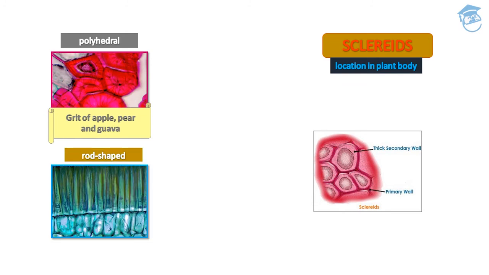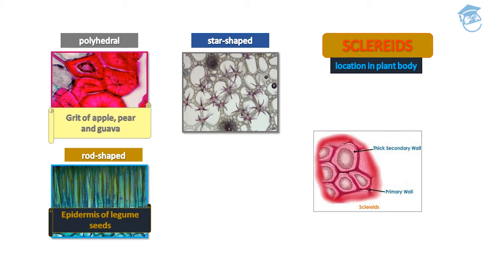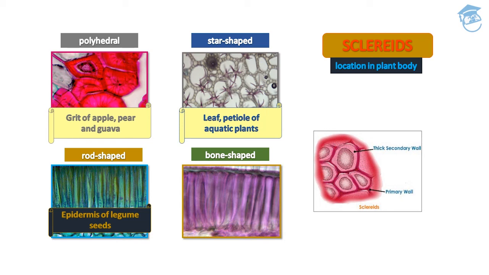Location in plant body: polyhedral stone cells or sclereids are found in the grit of apple, pear and guava. Rod shaped sclereids are formed in the epidermis of legume seeds. A star shaped sclereid is found in the leaf or petiole of aquatic plants. And bone shaped sclereids are seen in the subepidermis of legume seeds.